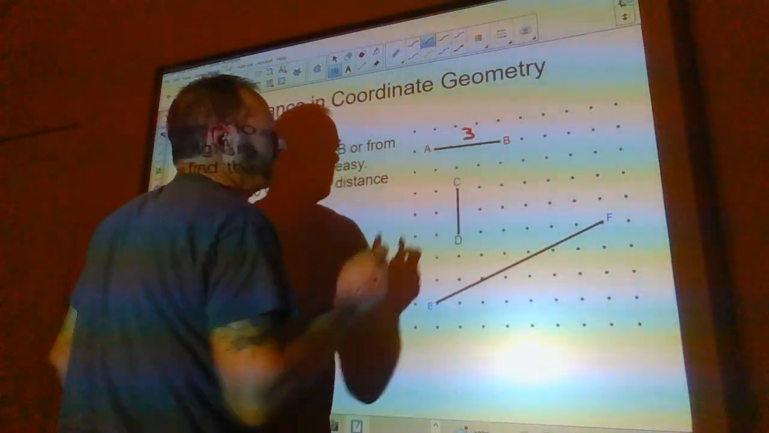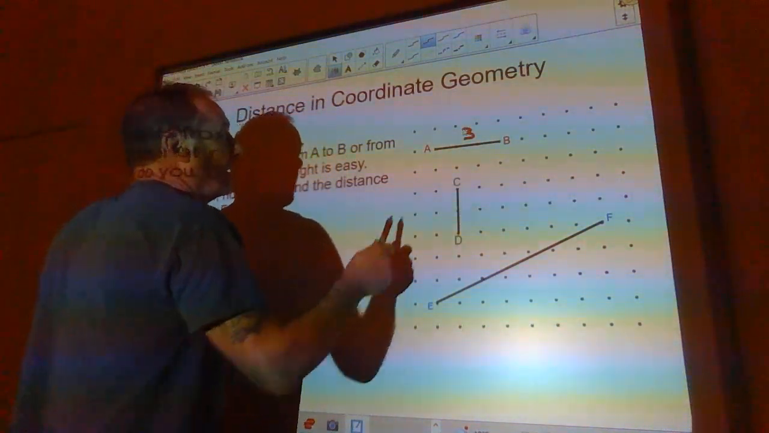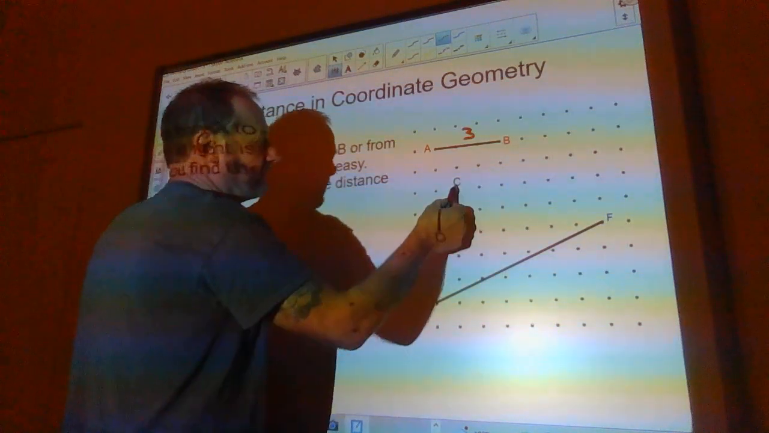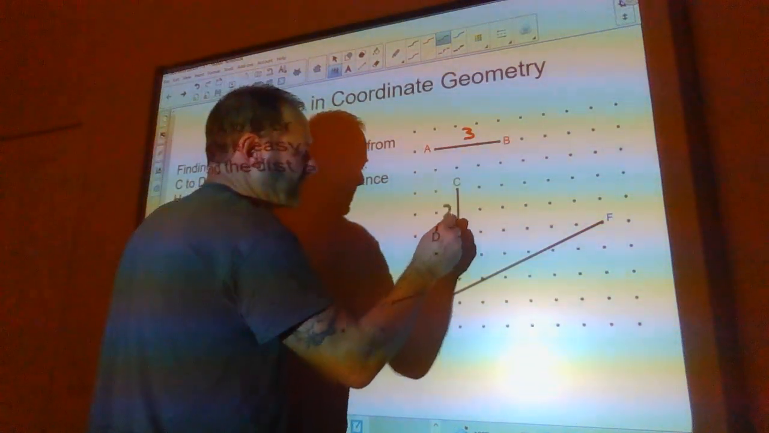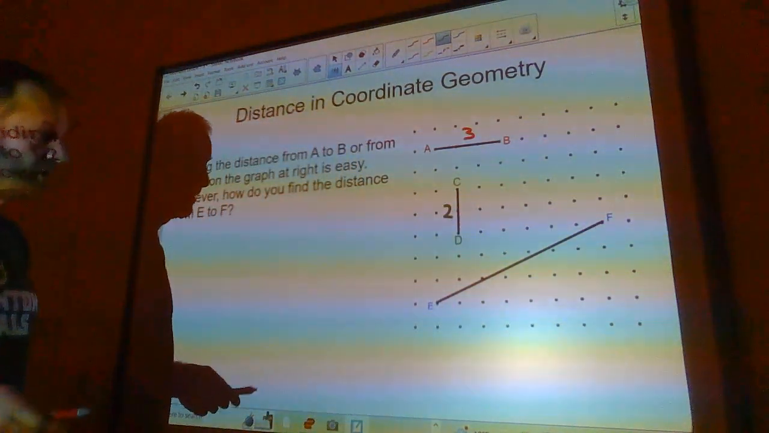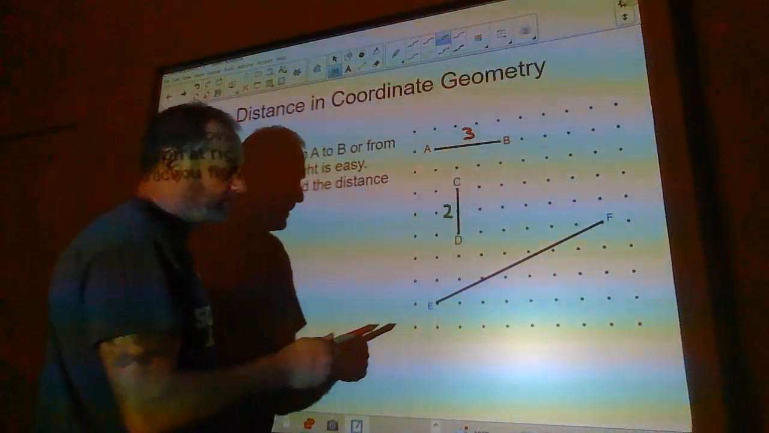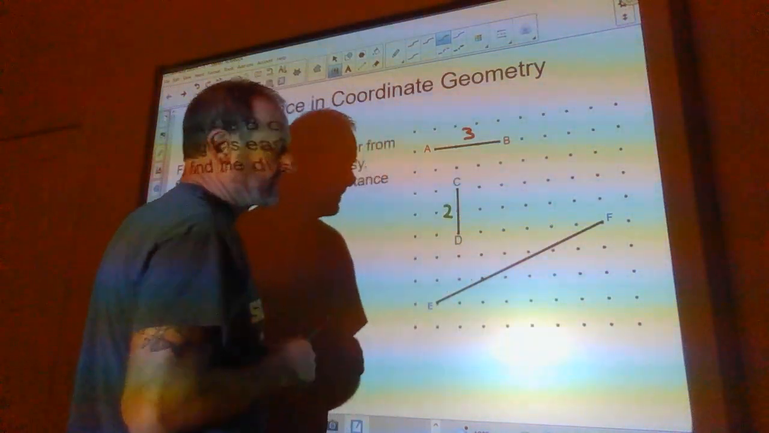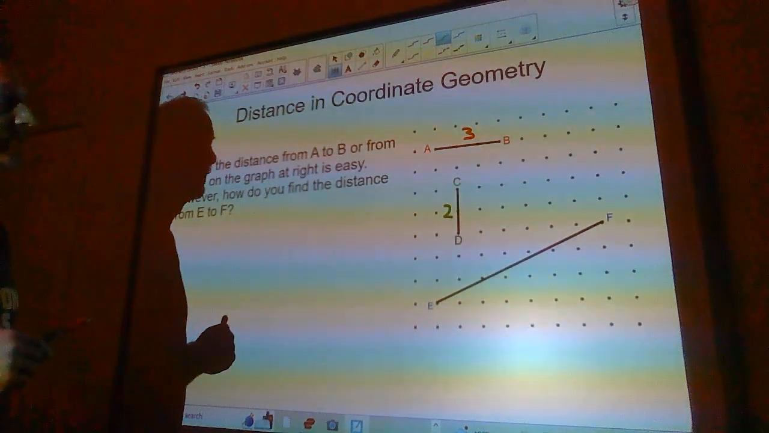Okay, so this is going to be 3. There we go. Now, vertically, I can also count easily from C to D. There's 2 spaces, so that's going to be 2. The trick comes when you have a diagonal line like this. Okay, how do you count that?